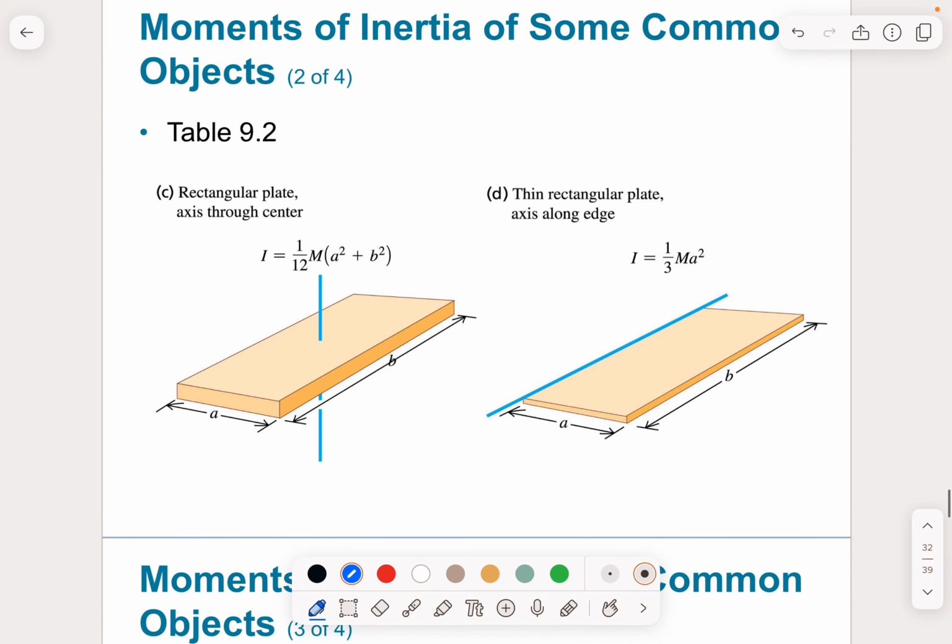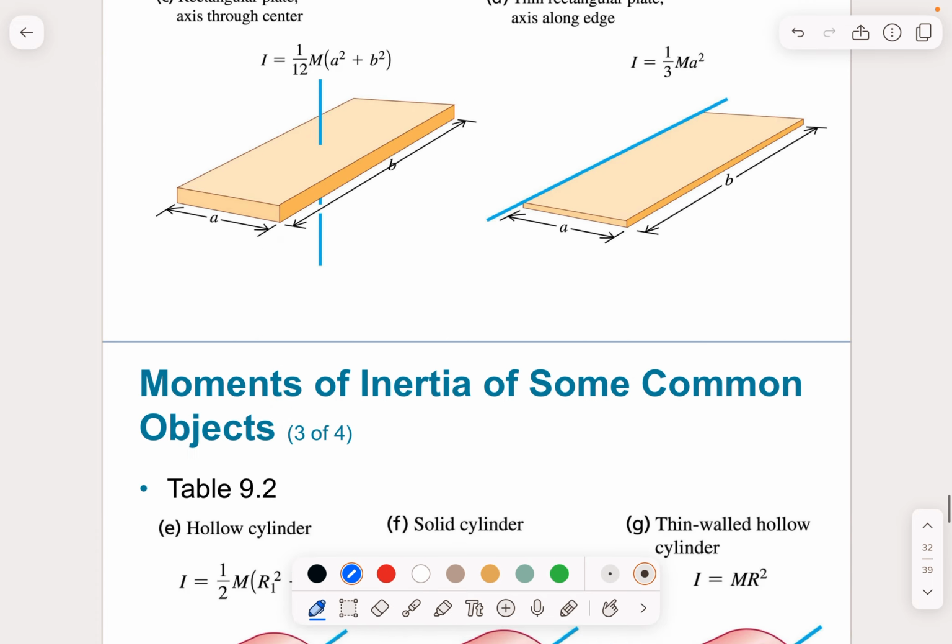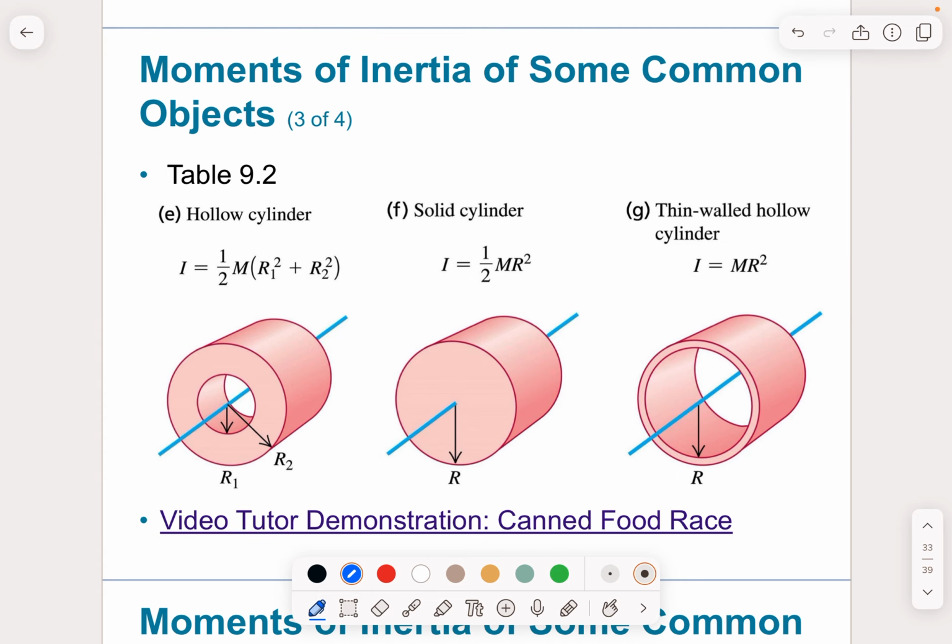Other objects, plates, okay, depends on where the axis of rotation is. Cylinders, okay, a couple different types. A hollow cylinder where you have 2 radii. A solid cylinder where you have obviously a solid piece of metal or whatever it is. And then the thin-walled hollow cylinder, where it's so thin that you can ignore it, and it's just a shell on the outside.